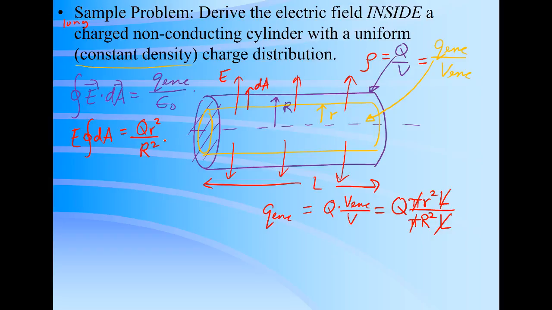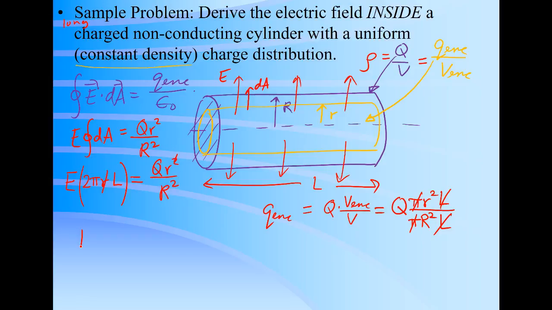And so then on the left side, E times the integral of dA is just going to be equal to E times 2 pi little r L. Now why is it 2 pi little r L? Because the surface area of this Gaussian cylinder is 2 pi r L. And that's going to be equal to q r squared over big R squared.